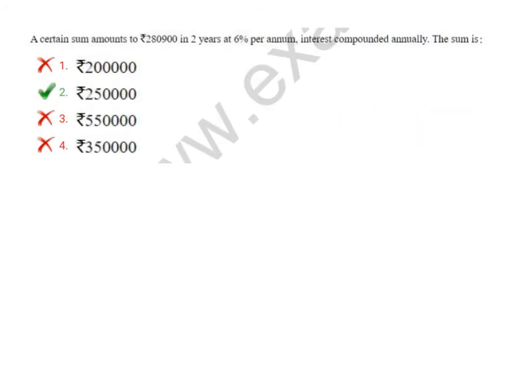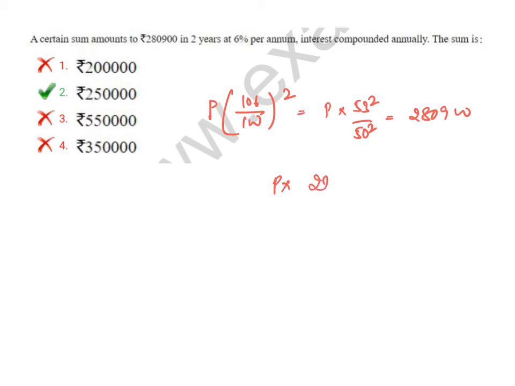A certain sum amounts to 2,80,900 in 2 years at 6% per annum, interest compounded annually. The sum is? So the sum is P. 6% is 106 by 100, you take it whole square, which is P into 53 square by 50 square is equal to 280900. 53 square is 2809 by 2500 is equal to 280900. This gets cancelled. So P is equal to 2500 into 100, that is 2,50,000.